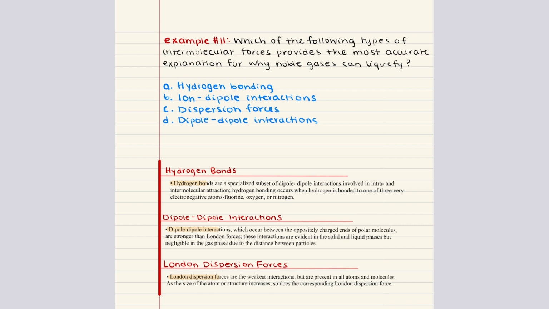Dispersion forces, also known as London dispersion forces, are the result of temporary dipoles that occur when electrons in an atom or molecule are unevenly distributed at any given moment. And these temporary dipoles induce corresponding dipoles in neighboring atoms or molecules, leading to weak attractions.